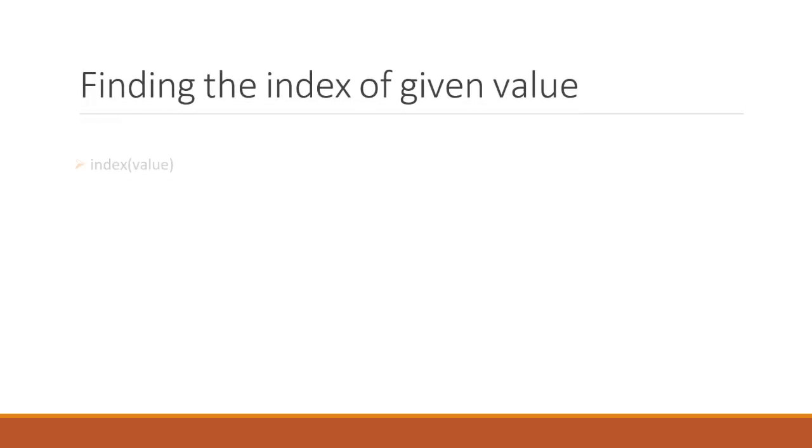Finding the index of a given value. If you want to find the index of any value, like there we have given True, then for that you can use this index method, and inside parentheses there will be values. After that, here again we have index value comma start. Now what is meant by this? I want to find this value's index, but here we are giving some start value.